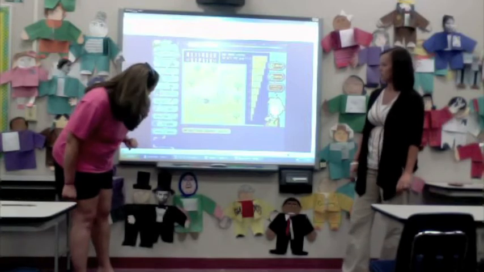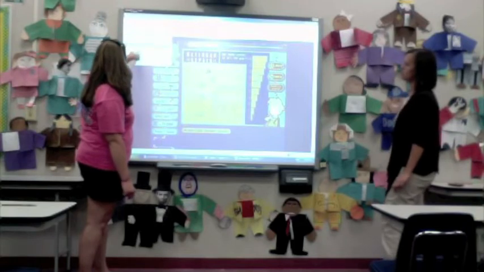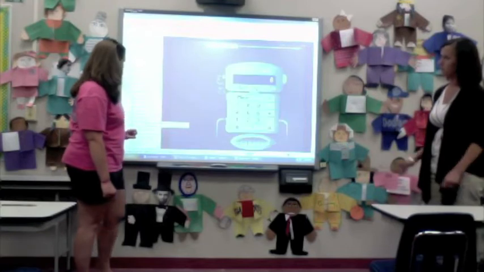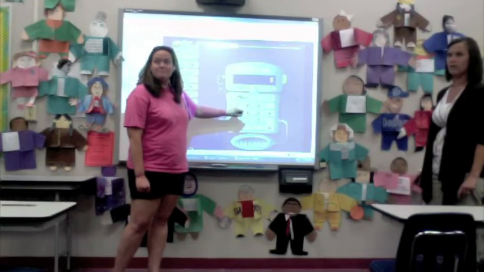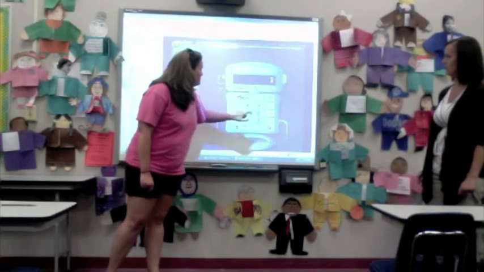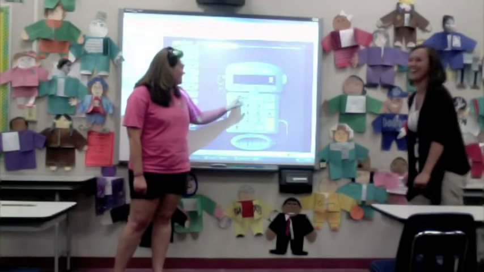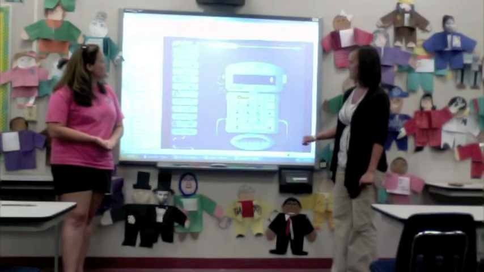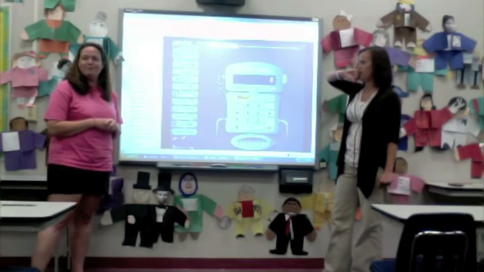And then we also have a talking calculator. Anyone like to give us a math problem? Anything? No one? 5 plus 7. 5 plus 7 equals 12. Awesome. Clear. All right, so that's how you can use it in your classroom, like if you have kindergartners or preschoolers, or make it fun for them.